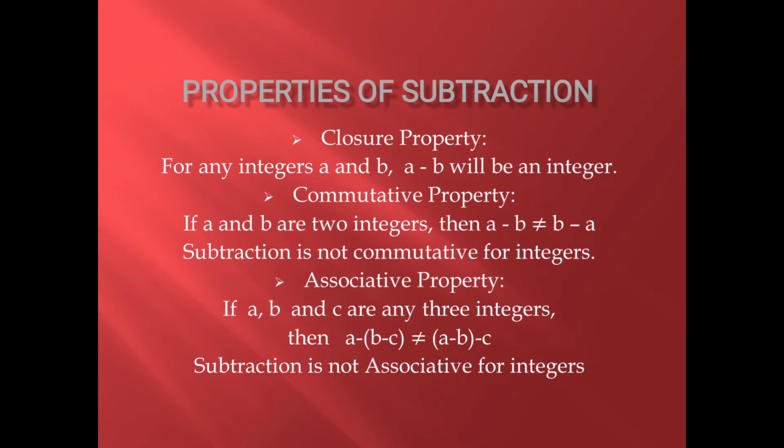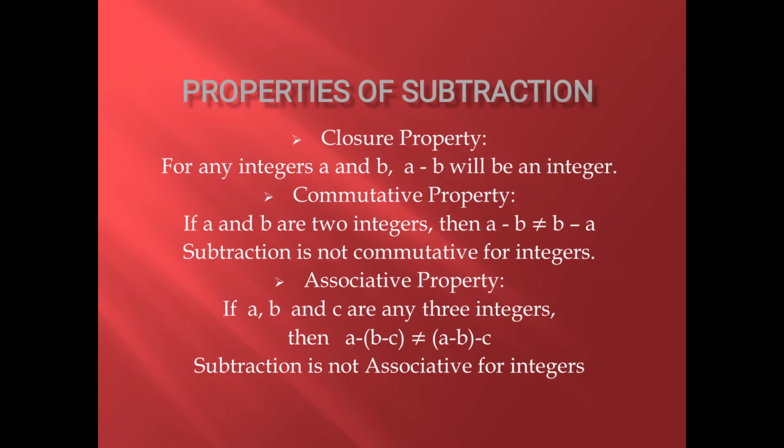Then commutative property. What is commutative property? If a and b are two integers, then a minus b is not equal to b minus a. You can check the answer. Take any two integers a and b, substitute, and you get unequal values. That is, subtraction is not commutative for integers.